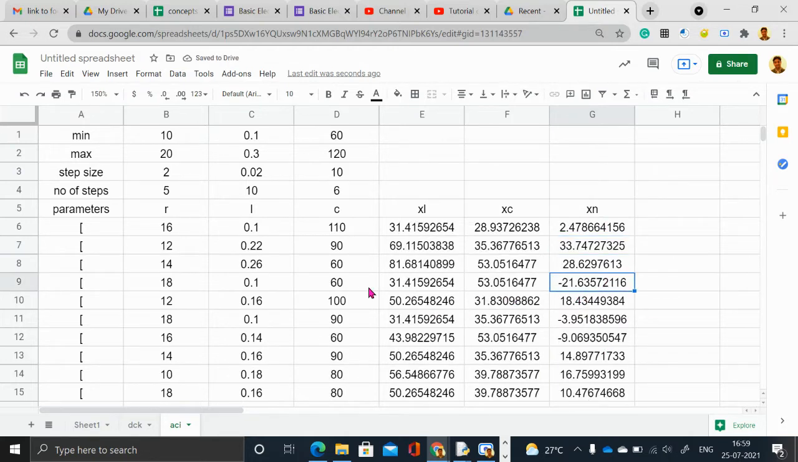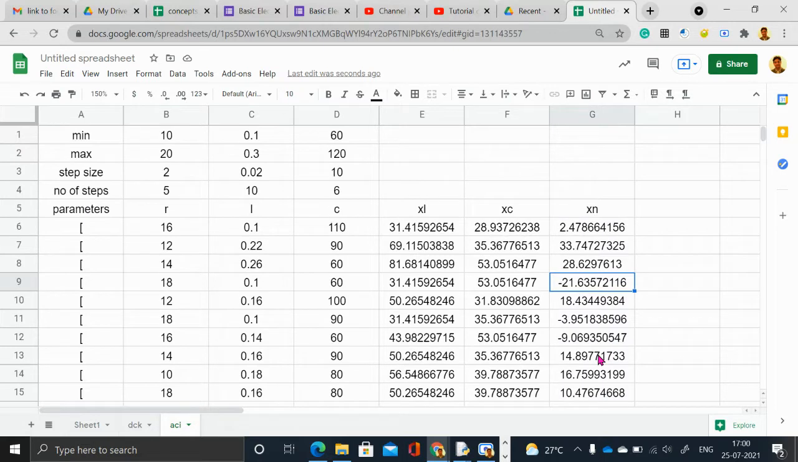So for example, in this case we have only 0.1 Henry of inductance and 60 microfarad of capacitance, and these two values are coming as reactances. So net reactance is negative. That means the circuit will be capacitive in nature.